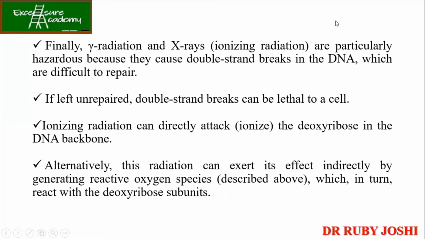Okay, so ionizing radiation can directly attack the deoxyribose in the DNA backbone, or it can indirectly affect it by generating reactive oxygen species, which we have just discussed, right? Reactive oxygen species can result in the formation of oxo-G, which can result in transversion. So instead of GC, in the next round of replication we are going to have TA. So transversion can happen again. It might lead to cancer.